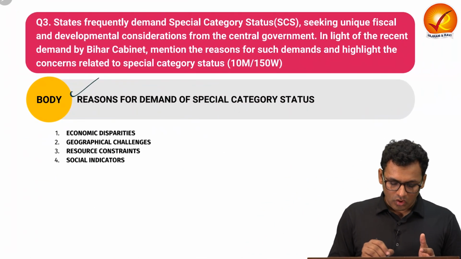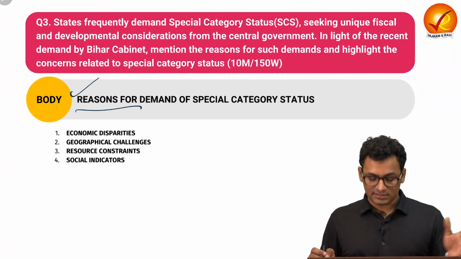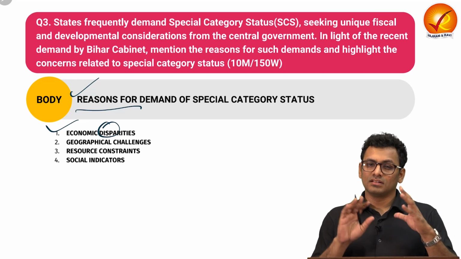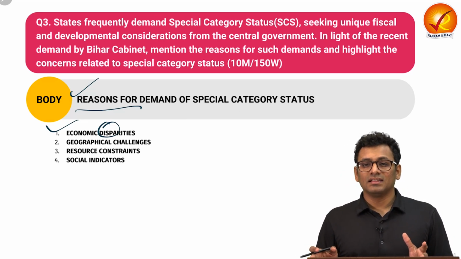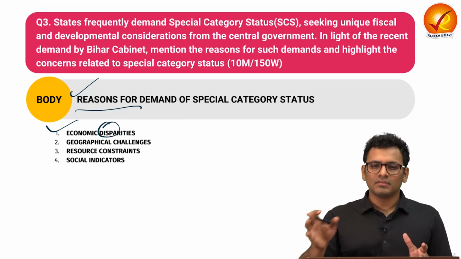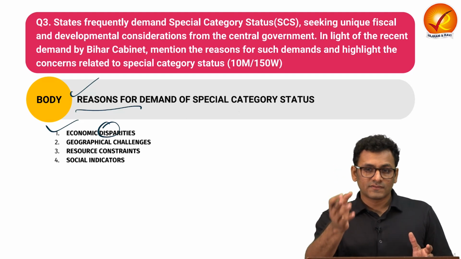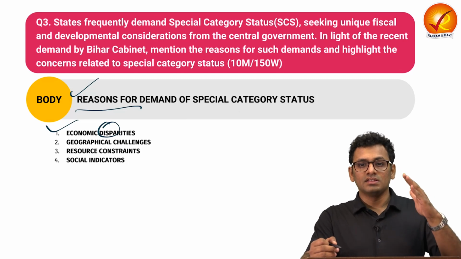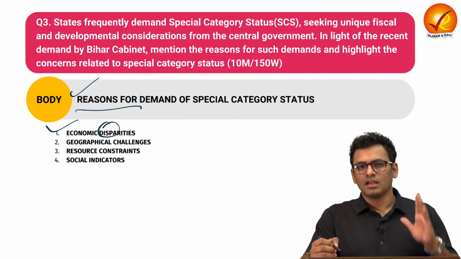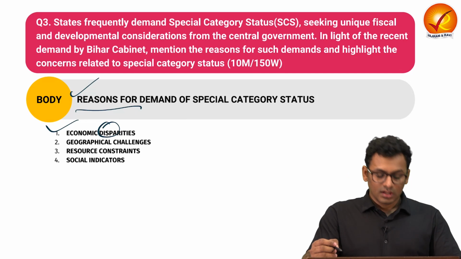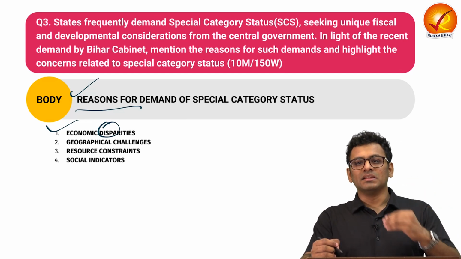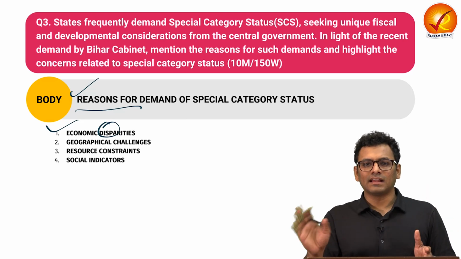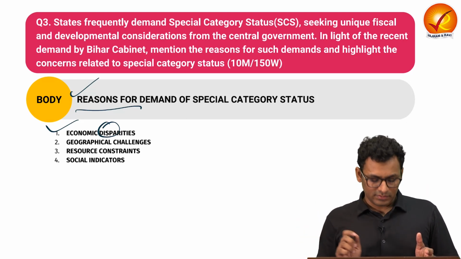In the heading 1, you can talk about the reasons for the demand of special category status. The very first is economic disparities. We have seen certain regions, certain states, face an extreme level of relative deprivation. Just for example, Bihar, we have witnessed that 1/3 of the population of the state is going through multi-dimensional poverty. And because of that kind of economic disparity, states demand extra provisions like fiscal provisions to ensure they cater to the demand of the poor people.